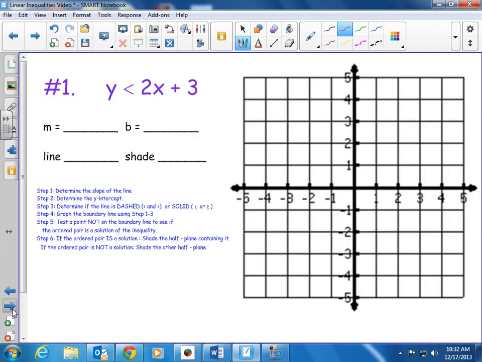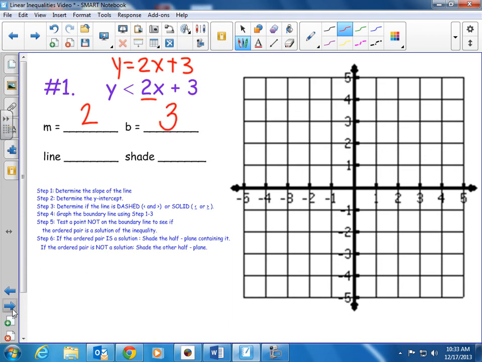All right, looking at this problem, we have y is less than 2x plus 3. So remember, this is similar to something we would have had in the last couple weeks, y equals 2x plus 3. We know how to graph that. We start with our y-intercept, our b, and then from there we move whatever our slope is. So let's go ahead and identify our slope and our y-intercept. It's already in slope-intercept form for us, so we know our slope is 2, that value in front of the x. We know our y-intercept is 3.